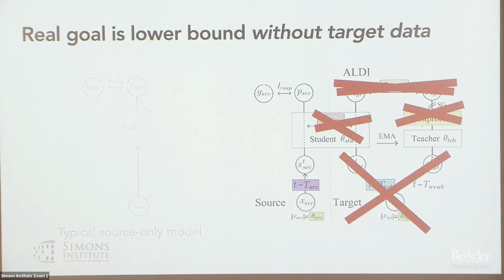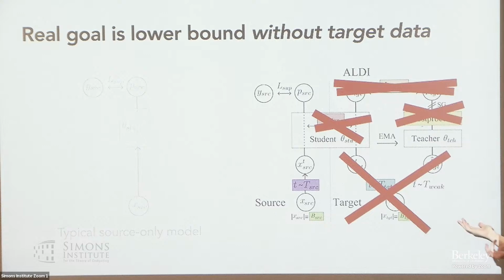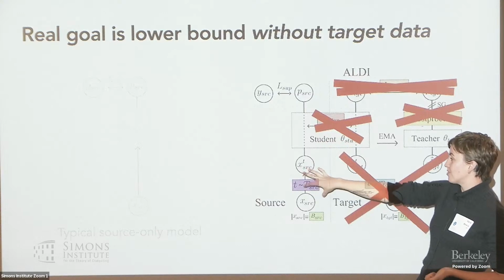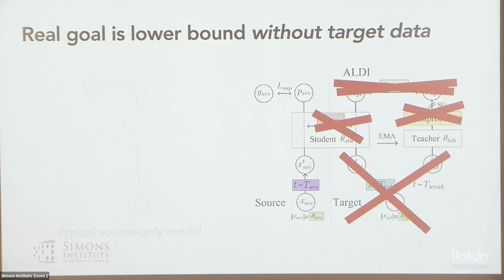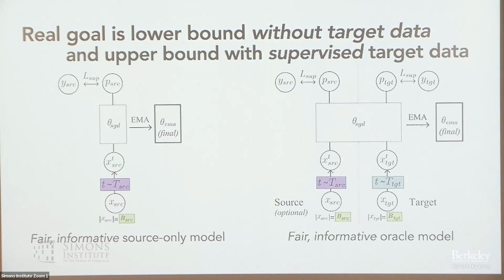So one thing that we would really argue is that the real goal should be comparing with a lower bound that is just all the fancy components you have in your method that aren't related to the target data. Essentially, we found it's really important to include reasonable source augmentation and EMA when you're doing these baseline comparisons. So you should have some fair, informative source-only model. And similarly, if you want an upper bound with supervised target data, you should also make sure that your oracle model is somehow fair and informative.